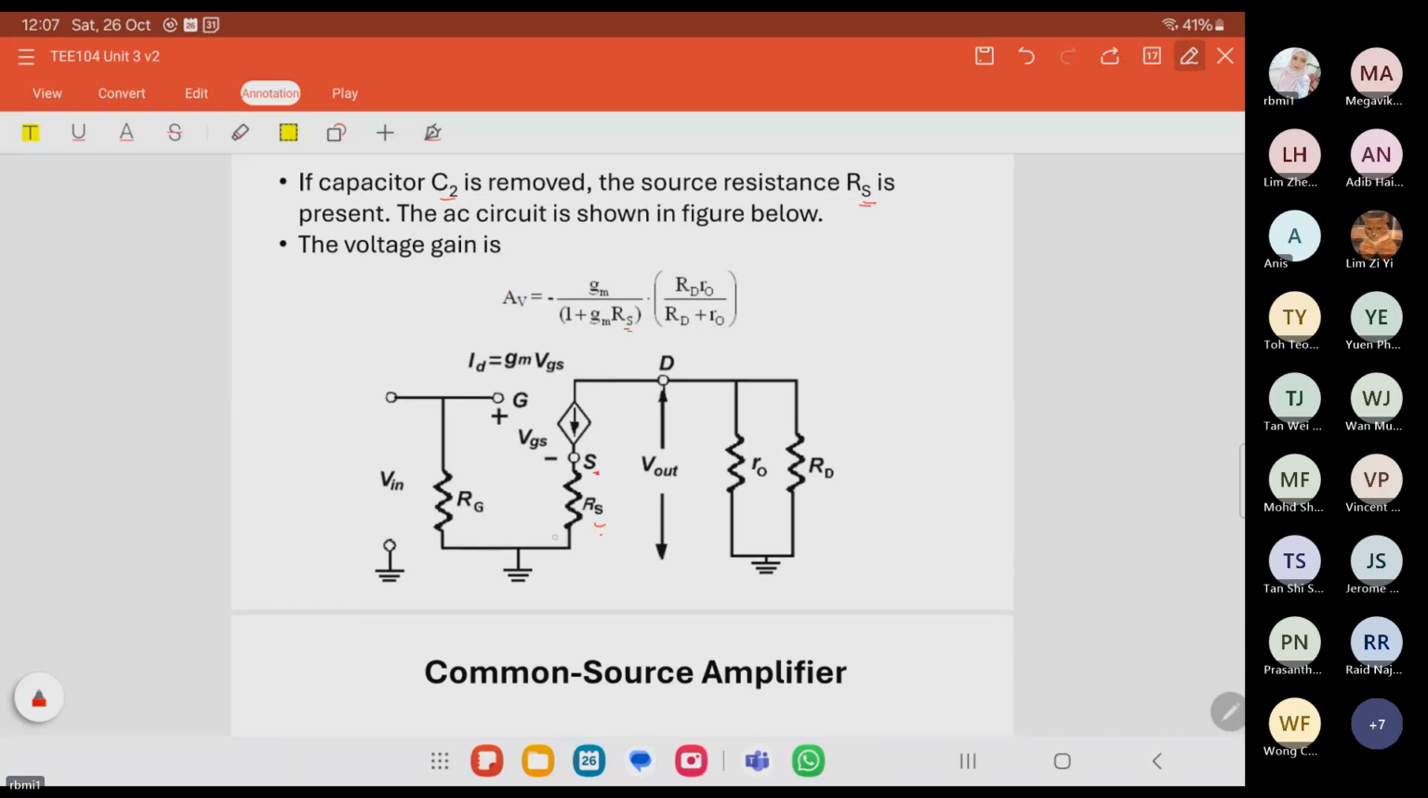RS at the source. Okay, and voltage gain is reduced further for this one because V in is not equal to VGS. VGS is from this point only, and we have the RG at the bottom. So V in equals VGS plus GM VGS RS. You can factorize the VGS, so it becomes VGS bracket 1 plus GM RS. And for V out equals minus GM VGS, R out parallel with the RD. Parallel these two.